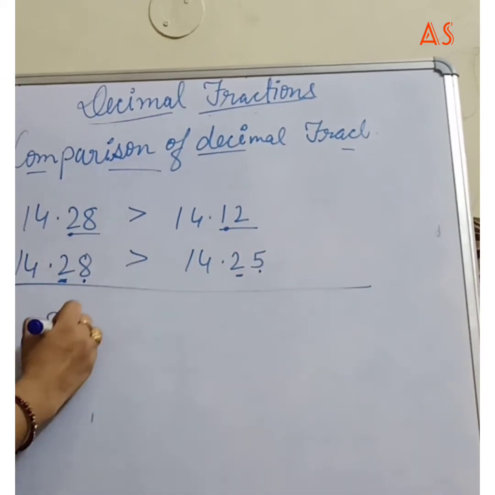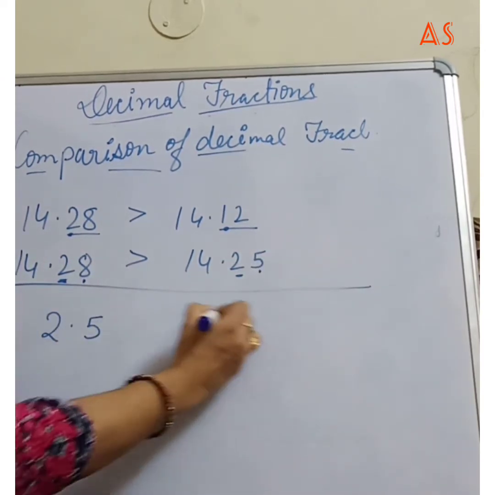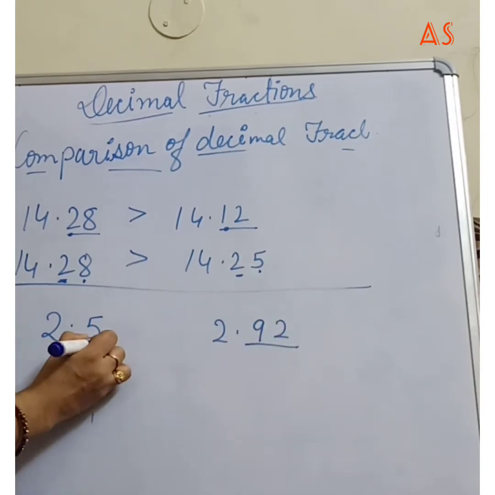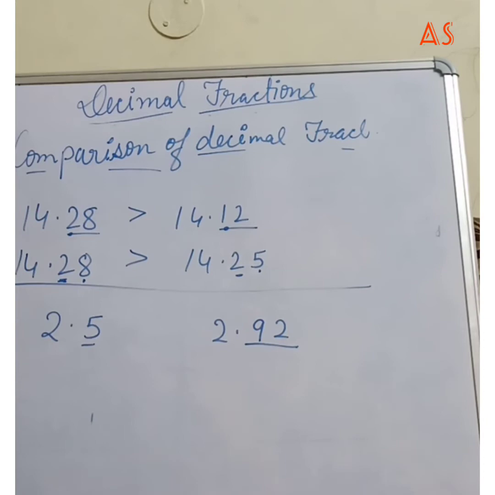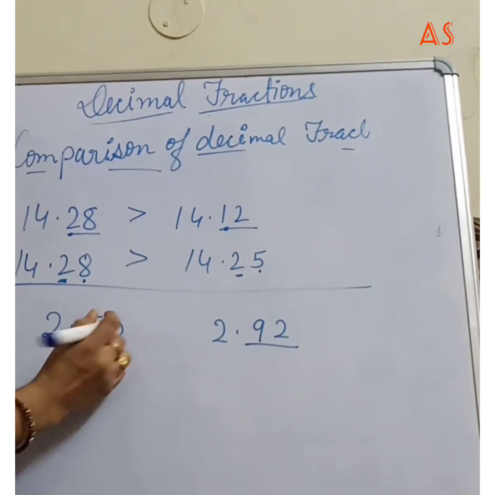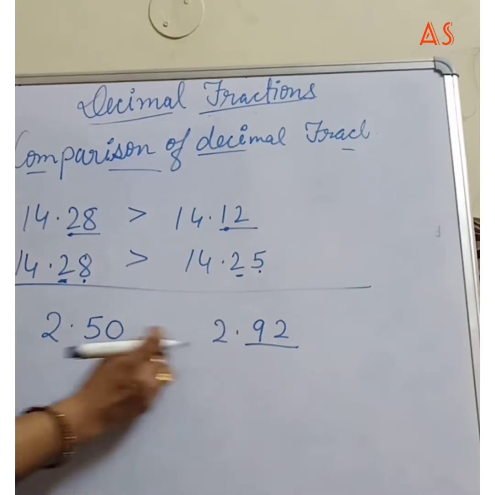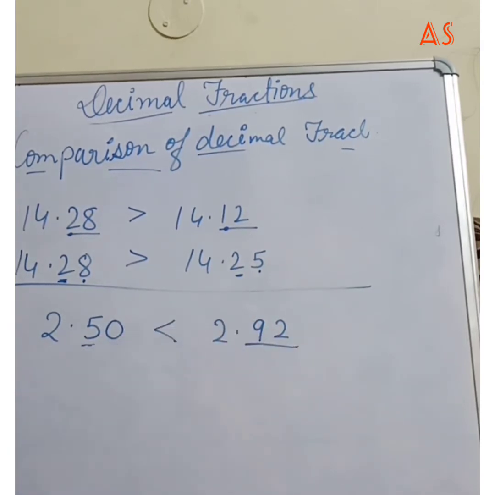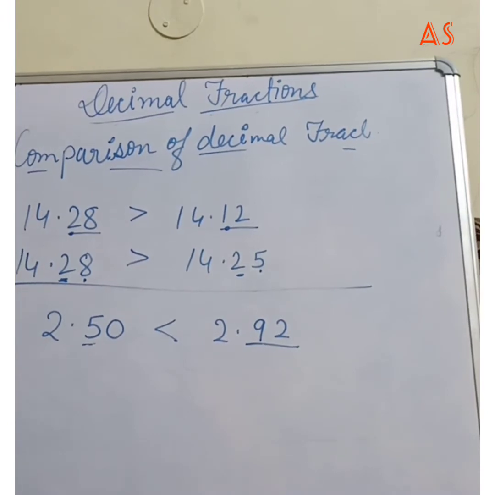Suppose unlike fractions, 2.5 and 2.92. So here 2 places, here 1 place. Firstly convert your question into like fractions. And how to convert to like fractions? Here 2 places, here 1 place. So we can insert one 0 ourselves. Now 2 places, 2 places. So here 50, here 92. So which is greater? 92 is greater. So this way also we can compare.